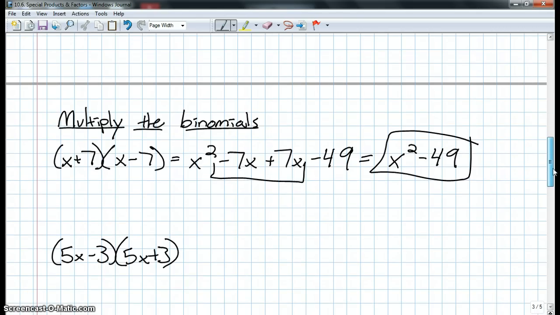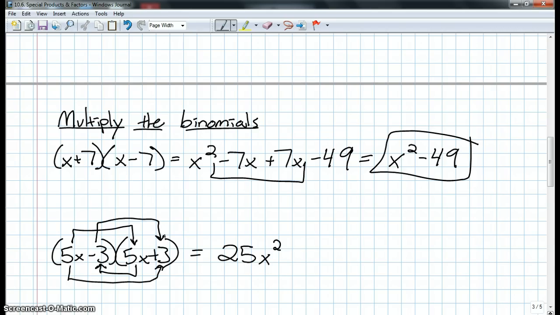Looking at the next example, 5x minus 3 times 5x plus 3. The shortcut, guys, for this one: you square the first terms. 5x times 5x will give us a 25x squared. We know that the outer and the inner will cancel. The outer is a 15x, the inner is a negative 15x, so those two terms cancel, so then you can just multiply the last. Negative 3 times 3 is minus 9, and that's kind of the shorter way for multiplying binomials that have opposite terms in them.